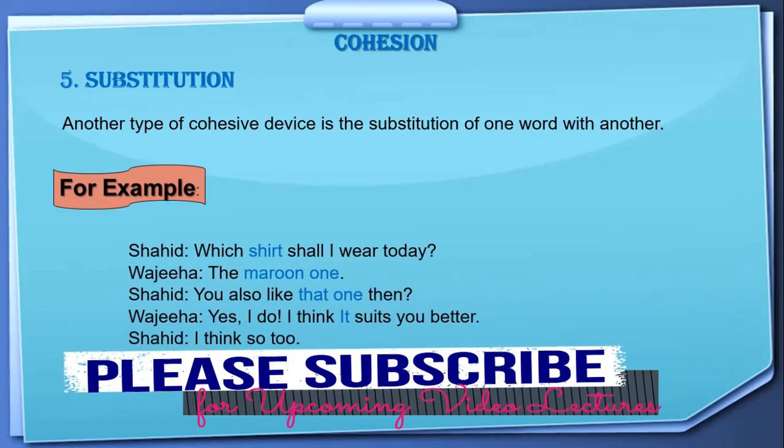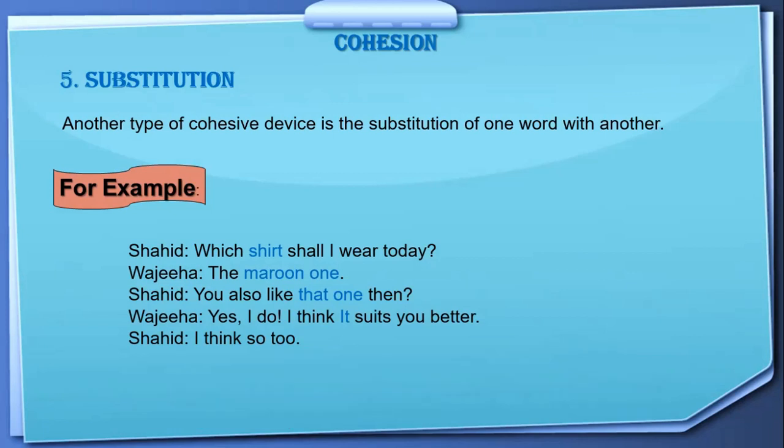Here we could see clearly that Shahid and Wajiha are actually making substitutions of the word shirt. The first time the word shirt is used, then instead of shirt, Wajiha has used the maroon one, and again Shahid has used that one, and Wajiha repeatedly uses another substitution, it. So this is actually the substitution we use when we talk about cohesion, and this is a better option, a better structure in language.